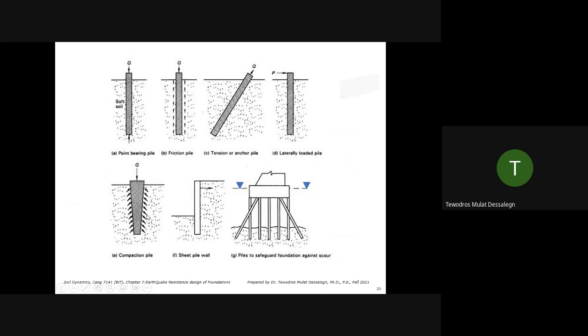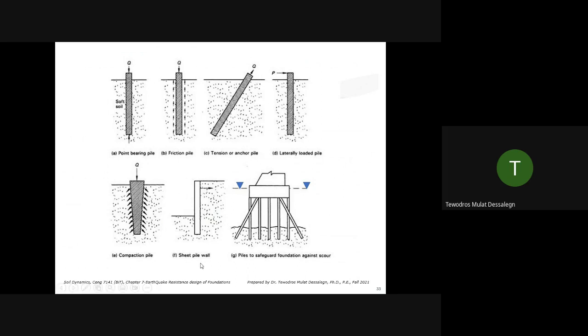And you can also have a compaction pile, where the pile is driven and at the same time compacts and densifies the soil. It has a purpose, especially in liquefiable soils where the soil is loose. You can use this kind of pile, which densifies the soil around it.